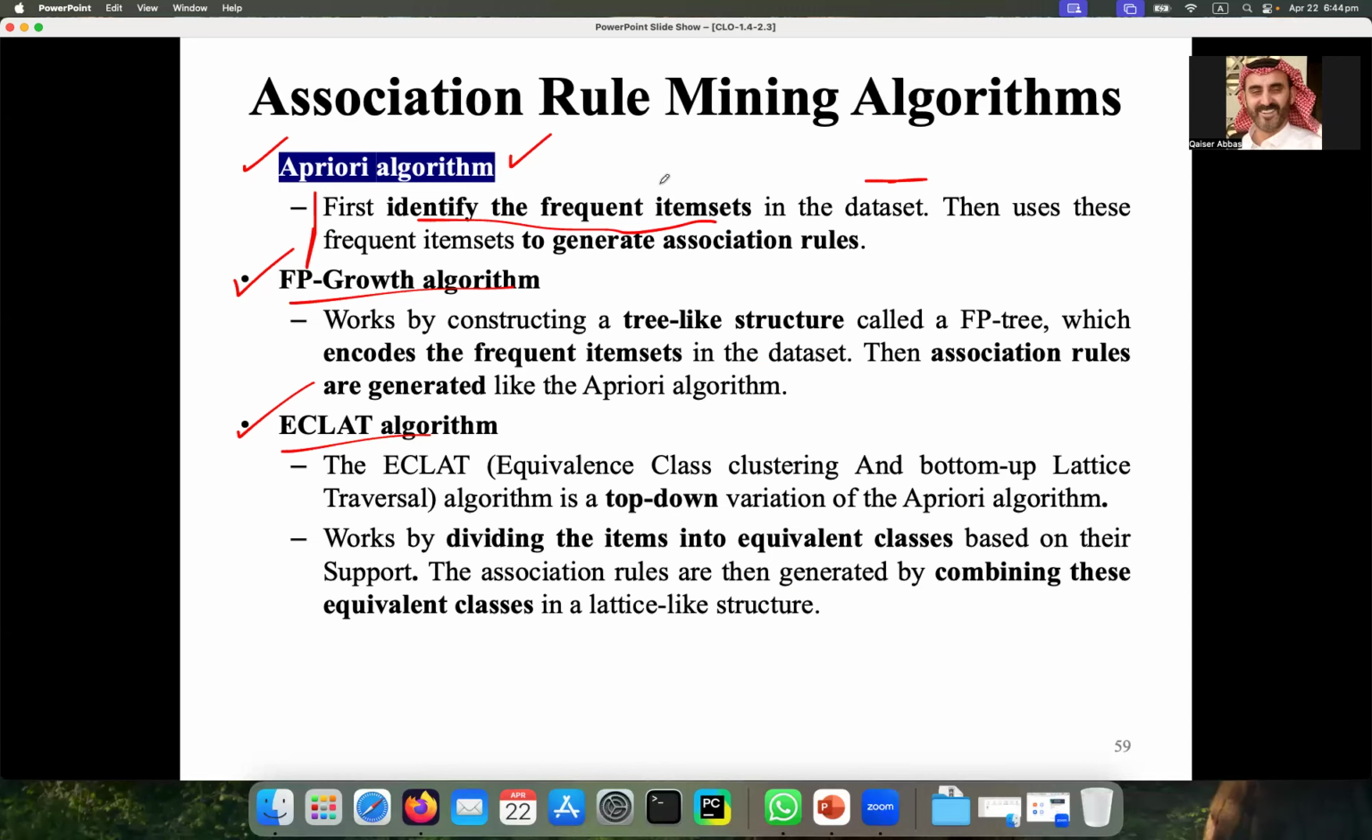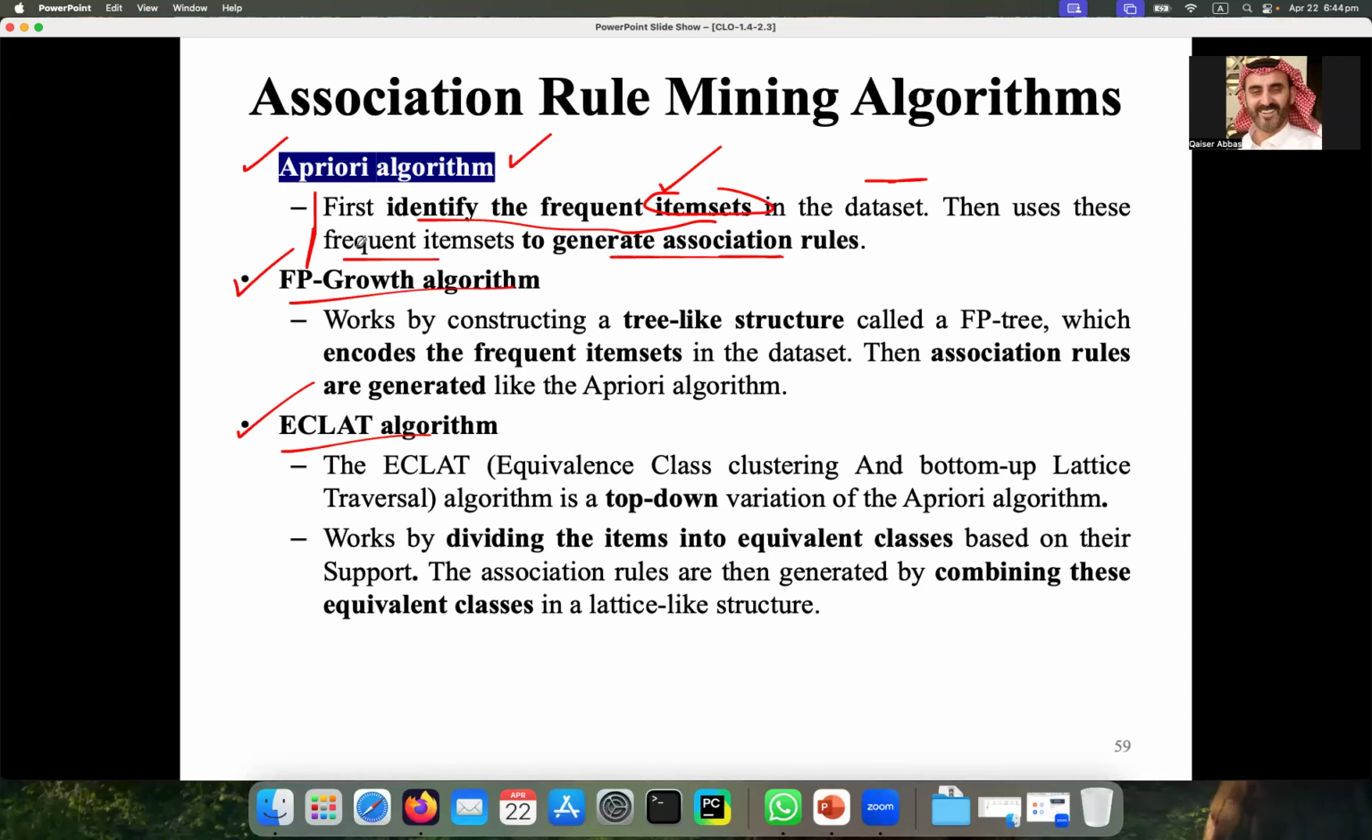After that, it will find the frequency of single items, or maybe double items, maybe three items together, because it is written here: item set. So first it will identify the frequency. It will count the number of occurrences of each item in the data set. That is called frequency. And then in the next step, it will use this frequency of these item sets to generate association rules.